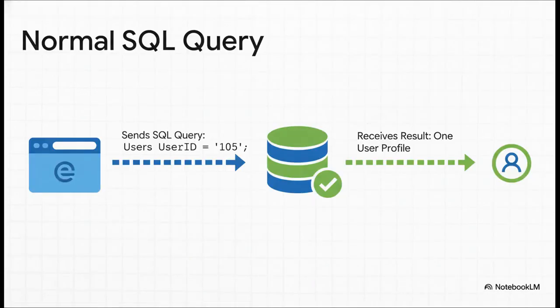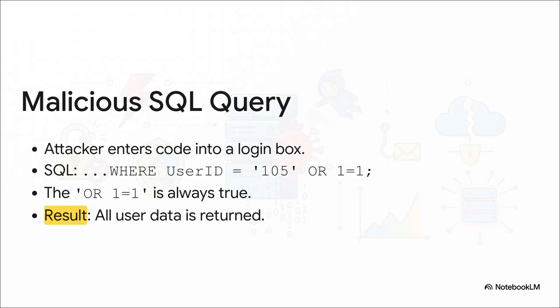This is a normal, healthy database query. The website is just asking the database, hey, can you select all the information from the users table for the person with user ID 105? The database finds that one user, sends the data back, everything's safe and secure. But look what happens in an attack.